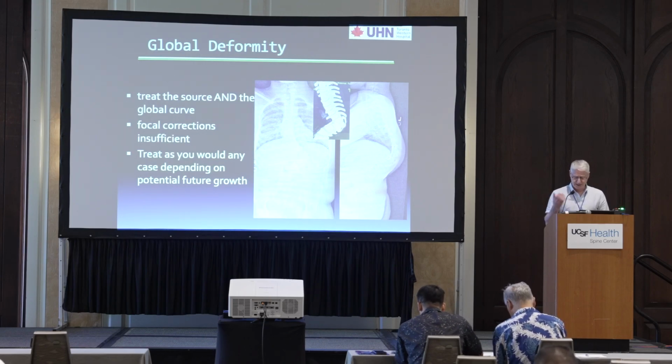You're still going to have a pretty big deformity. And so treat as you would any case. If you're doing a 4-year-old, you may want a growing system. If you're doing a 12-year-old, you may just do an automatic fusion right off the bat. So you have to decide where you're at in the stage of the kid.